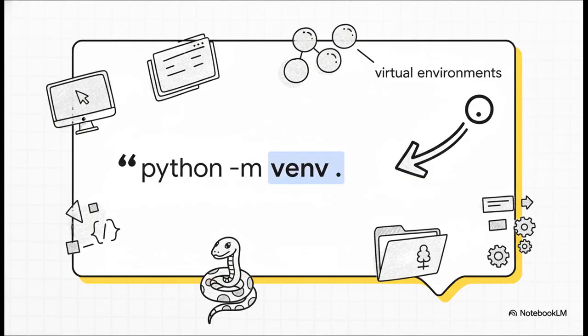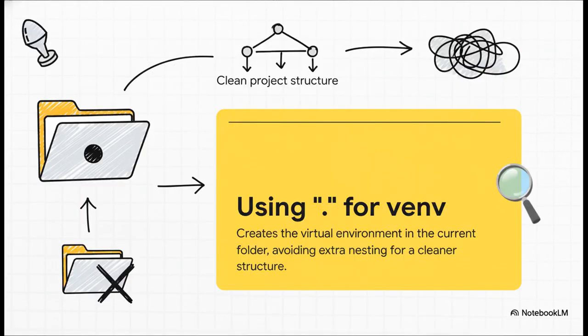Now, inside that new terminal, you're going to run this exact command, python -m venv dot. This tells Python, hey, I need a new virtual environment. But you got to pay close attention to that last character, that single dot. So what's the big deal with that dot? Well, by using it, you're telling Python to put all the virtual environment files directly into the folder you're in right now. This avoids creating extra nested folders like project demo/venv/scripts, which just gets messy. It's a tiny thing that keeps your project structure way cleaner.